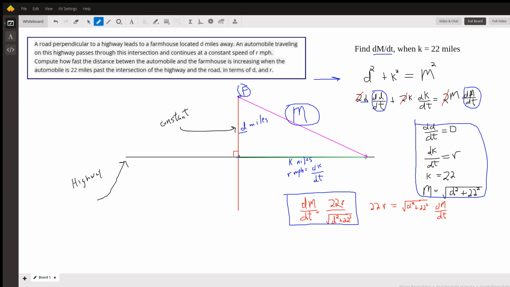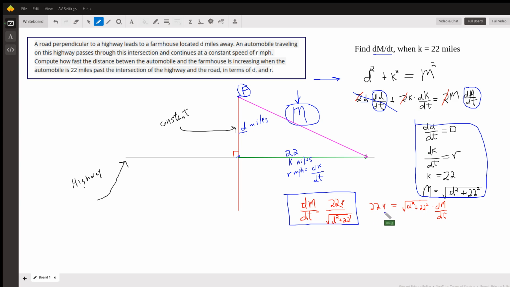And when k is 22, if I put a 22 here, then at that particular point in time, d squared plus 22 squared equals m squared. So m is the square root of d squared plus 22 squared. And we just plug those in, put a 0 here. This term disappears. K is 22, dk dt is r.